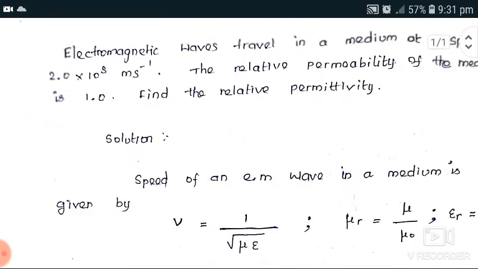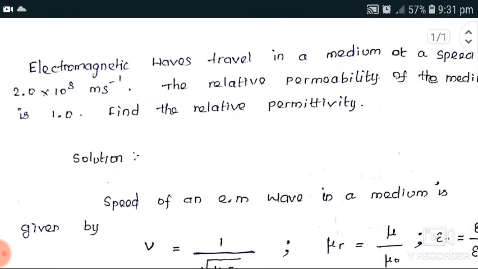Here we are using relative permeability. What is meant by relative permeability? The relative permeability is a dimensionless quantity, so there is no unit. Dimensionless quantity means there is no unit for relative permeability. It is the ratio of two quantities with the same units. That's why we say relative permeability has no unit, because they are using the same units.